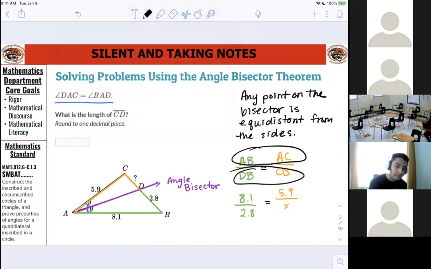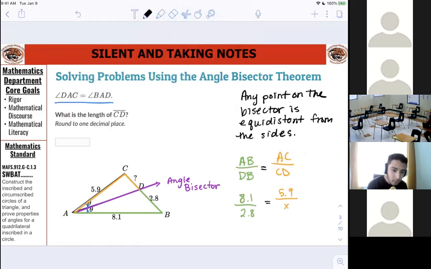Oh, I know, but I don't know how to say it. Say it however you want to say it. AB and AC are on the top, and CD and DB are on the other side of the triangle. Exactly. That's exactly it, okay? It's based on where they're located.